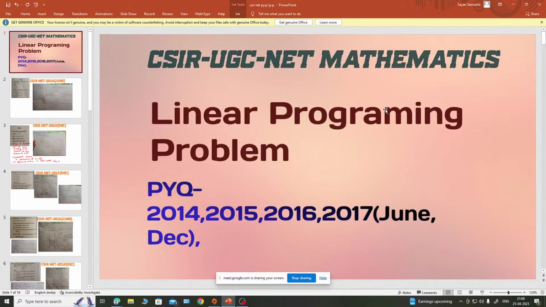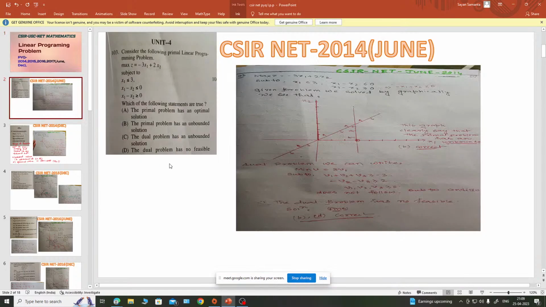So our discussion topic is linear programming problem from PYQ question paper. So let's start the discussion. So our first question here. This is the first question.